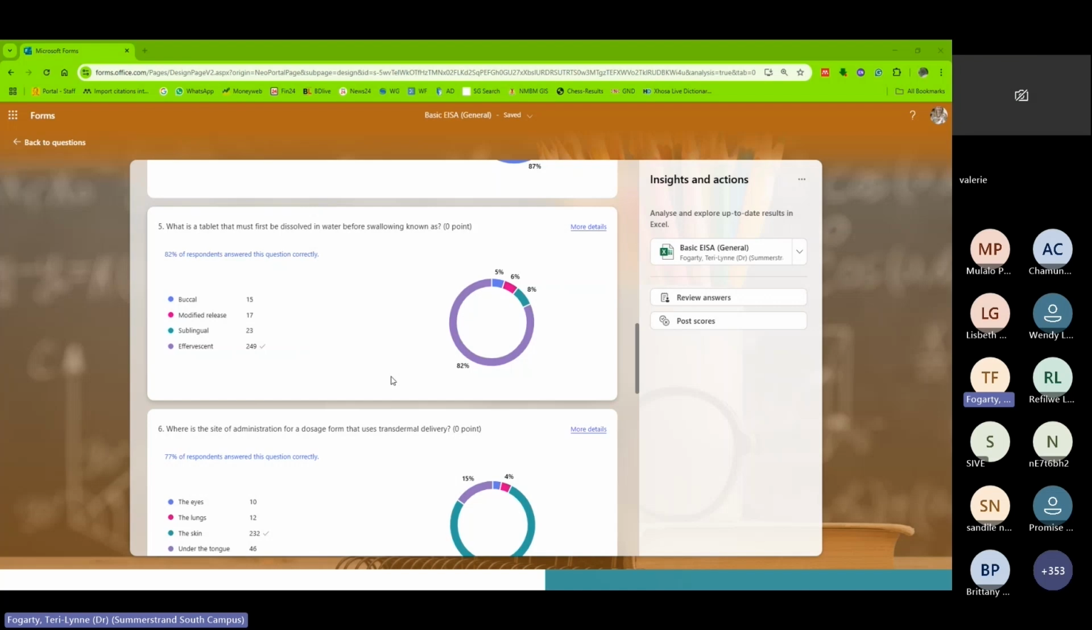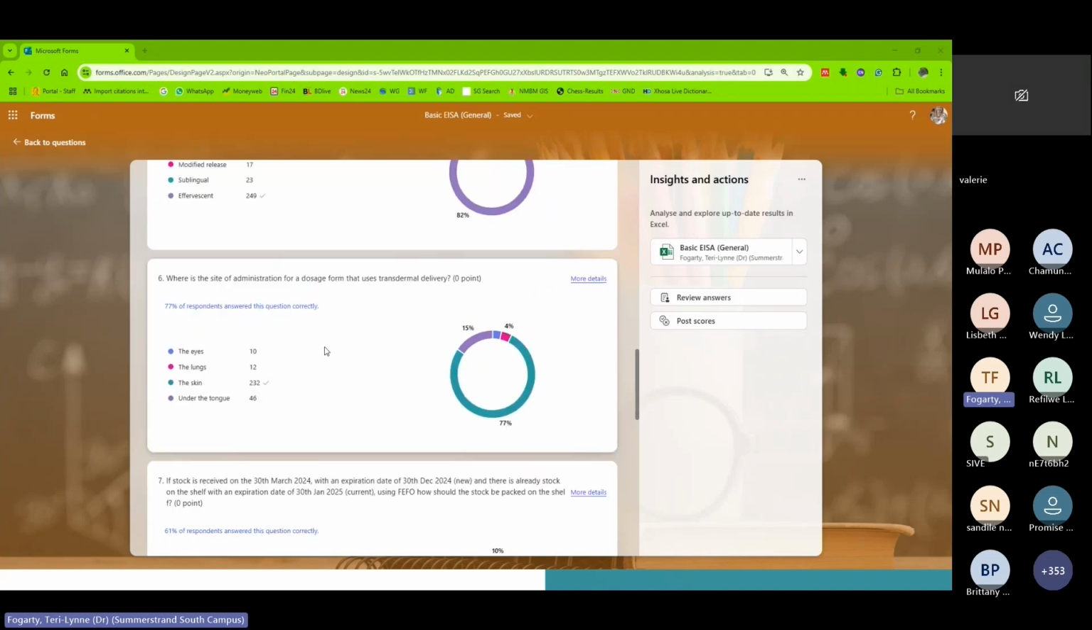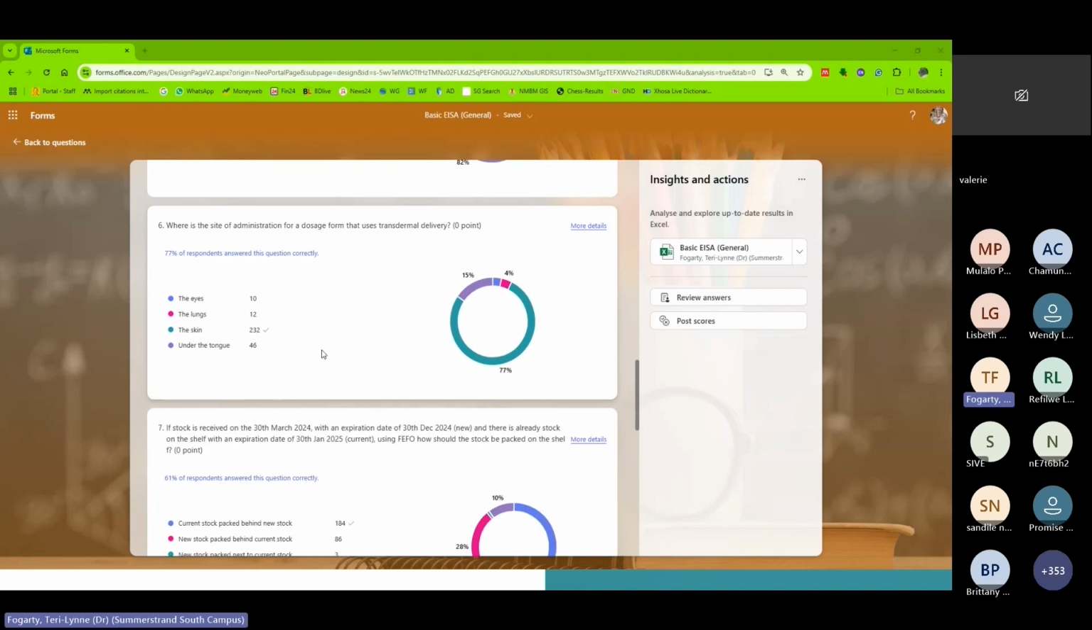A buccal tablet gets put into the cheek. Modified release, you still swallow it orally. Sublingual goes under the tongue. The effervescent is the only one that is first dissolved in water before swallowing. Number 6, where is the site of administration for a dosage form that uses transdermal delivery? Transdermal is the term that you need to understand. Dermal speaks to skin, trans across the skin barrier, and therefore the correct answer is the skin.